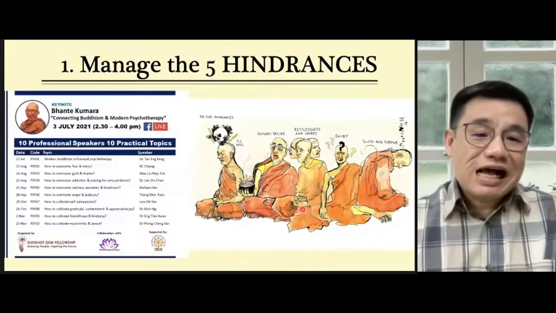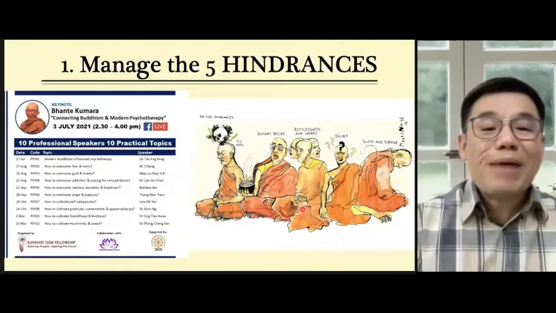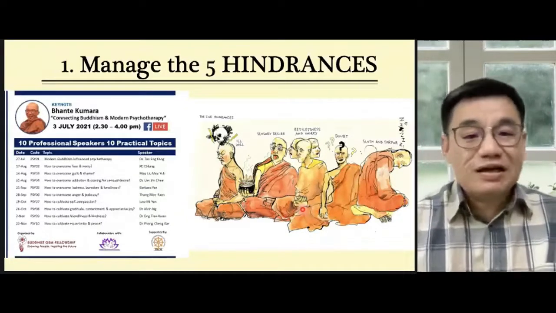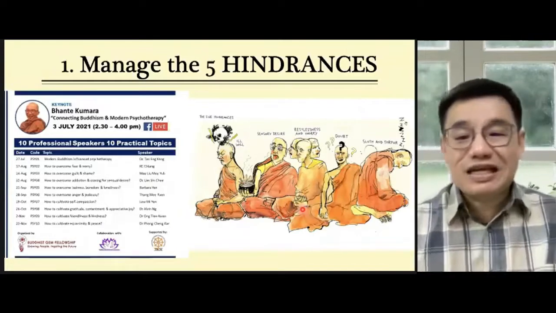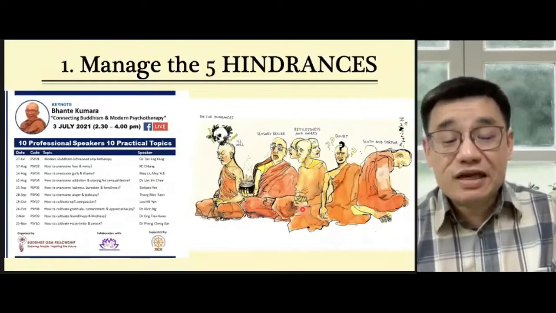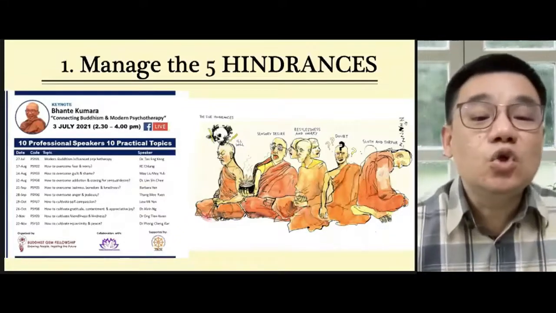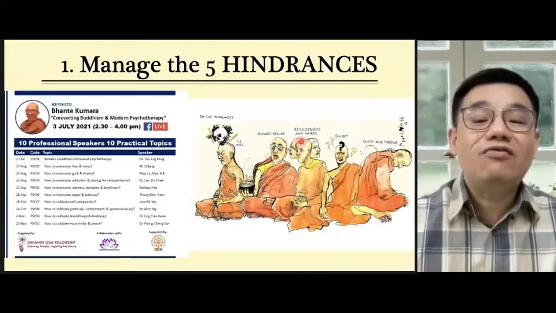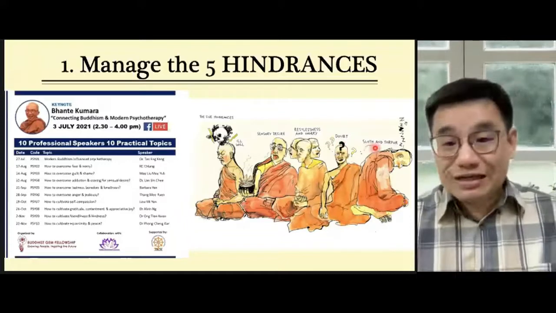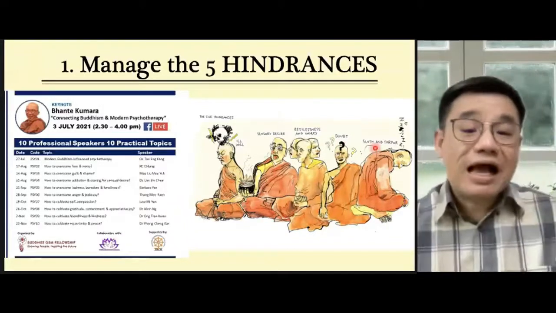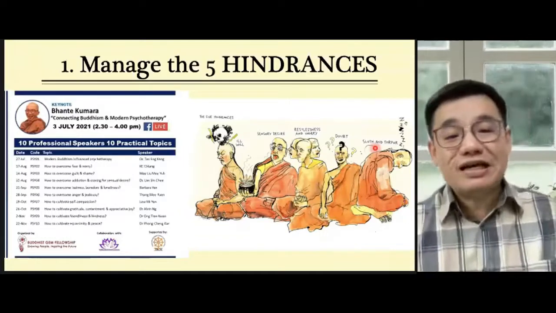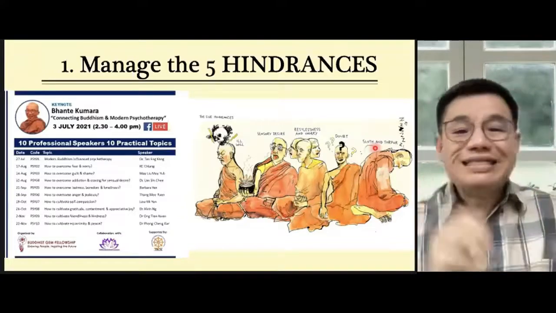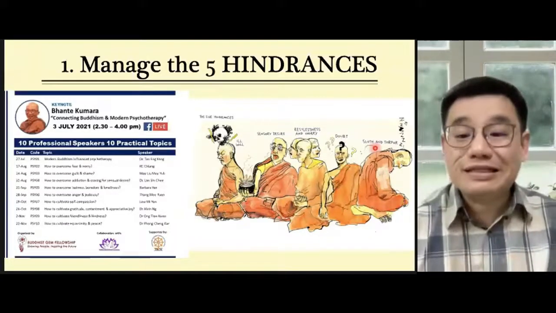So the first method of cultivating equanimity is to manage the 5 hindrances. Those of you who have been learning Buddhism for some time will see this word, the 5 hindrances, again and again in the Buddhist scriptures. The 5 hindrances refer to ill will or anger, sense desire, restlessness and worry, doubt, sloth and torpor. The Buddha described them as the negative states of mind that disturb our peace of mind, especially in meditation.